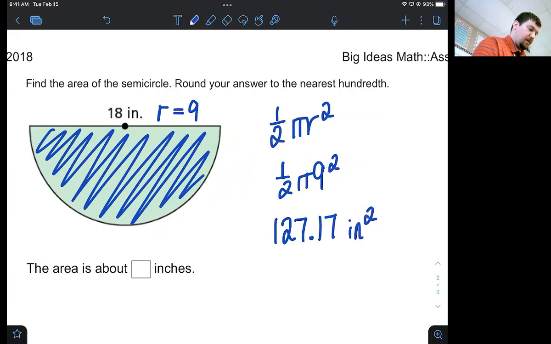Inches squared. Okay. So a couple things. First, yeah, you have a question. Nearest hundredth, right? That's 2 decimal places. You're thinking nearest 10th. Yeah. Nearest hundredth is 2 decimal places.